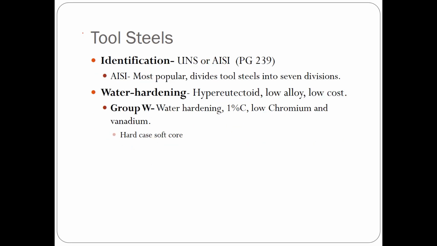On page 239 in your book is the tool steel identification chart. I would tab that page for sure, and I might ask some questions like, O1, what is the carbon content, what is the alloy content, something like that. So you'll want to tab that page so you can look them up.